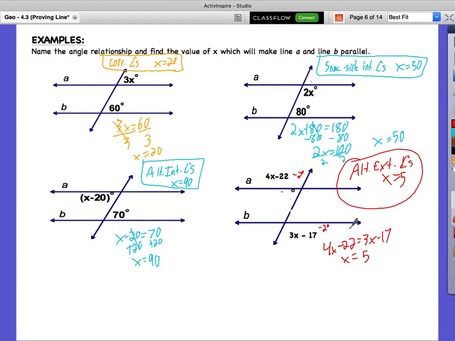But anyway, if it was a different number, these wouldn't have the same measure. Let's say I plugged in 7. So you get 28 minus 22, that'd be 6. And then you get 21 minus 17, so I get 4. They're not congruent. If they're not congruent, the lines are not parallel.